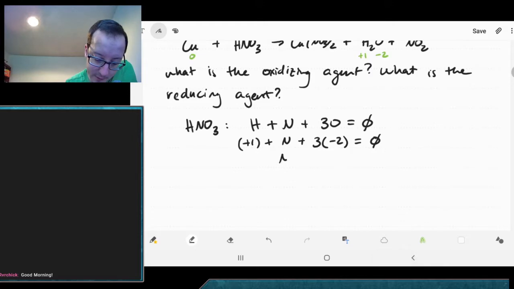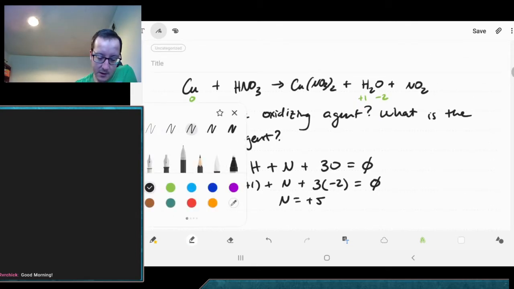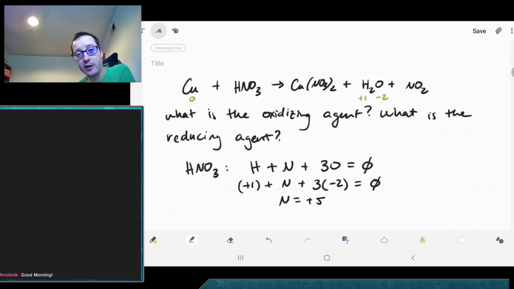If you solve this for N, you get +5. All right, so we're good with nitric acid now. In a polyatomic ion, remember the oxidation numbers don't change, so we have nitrate on the right side as well. That nitrate we know is going to have the same oxidation numbers: +5, -2, +1. And then, since the copper(II) nitrate is an ionic compound, we can tell that we have a copper in the 2+ oxidation state. Hence it's copper(II), right?